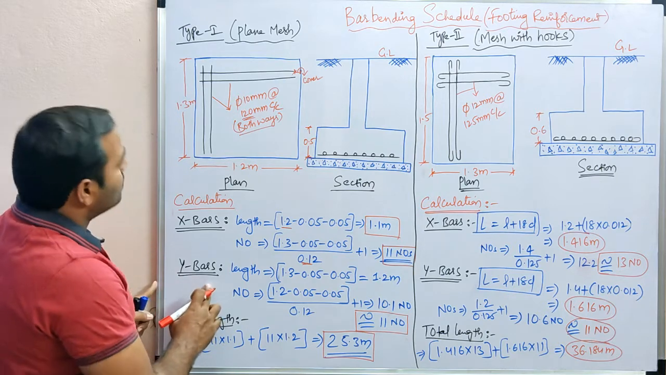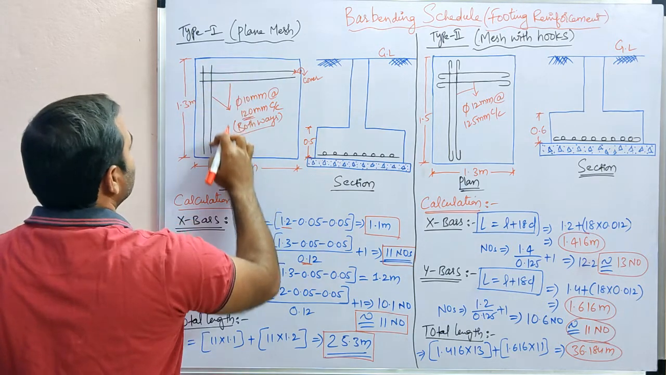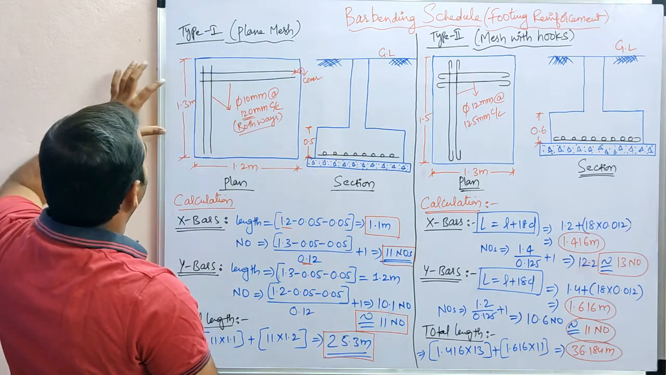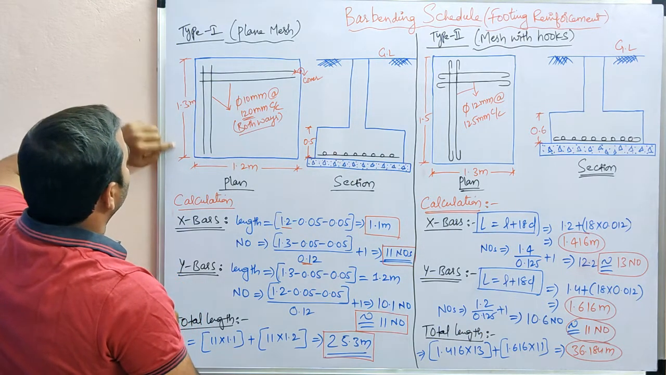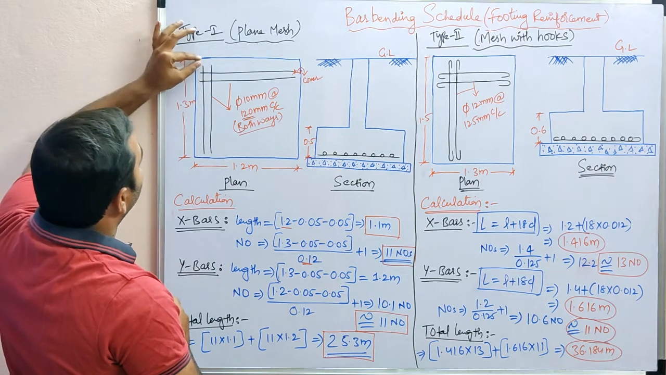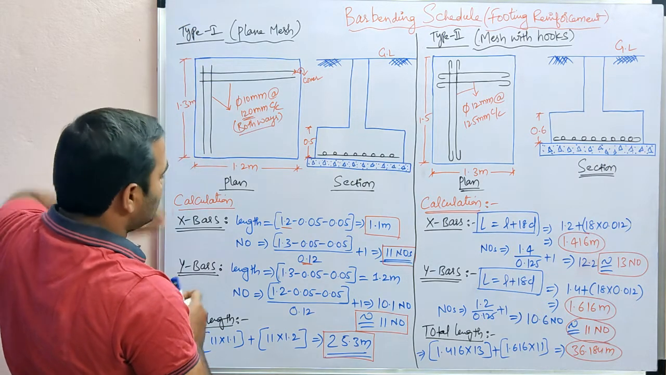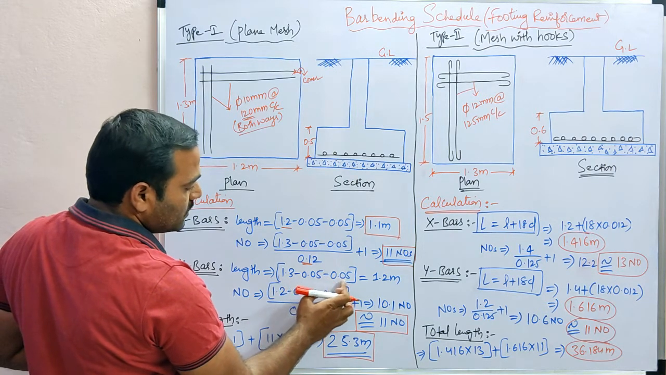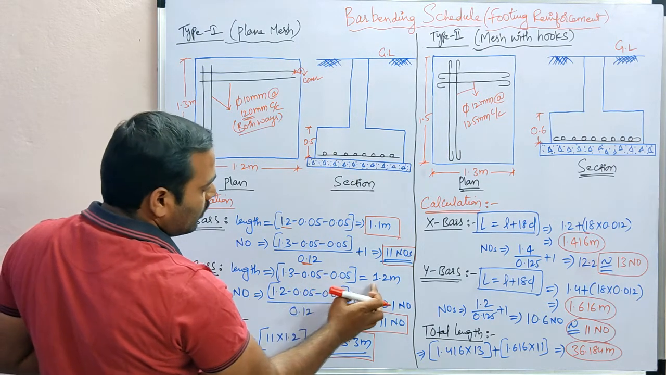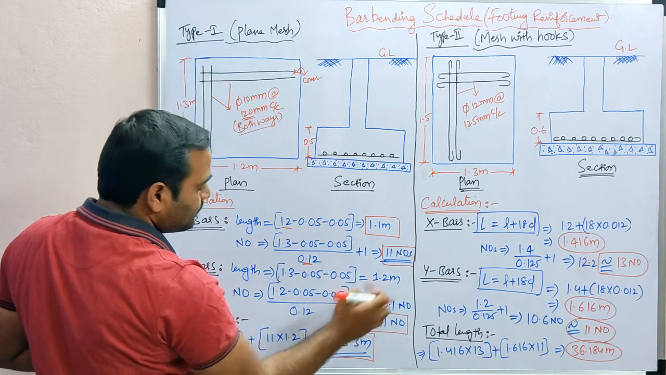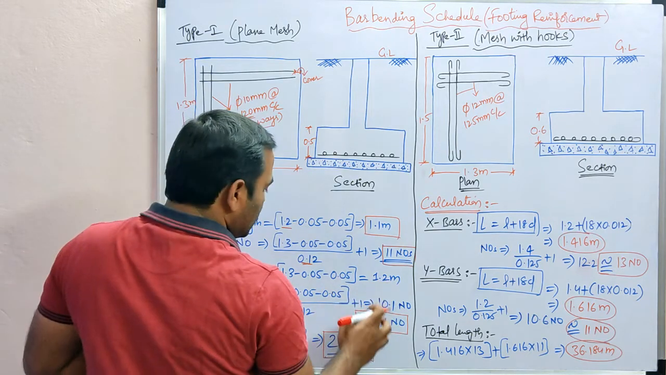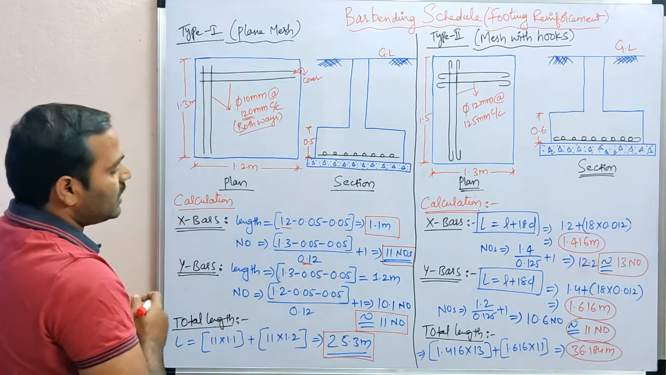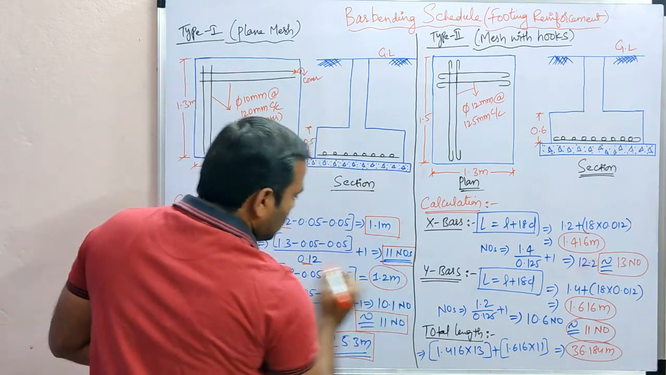If you take y bars, this vertical bar is nothing but the y bar. For the y bar, what is the length? The length will be taken from this end to this end, that is 1.3 minus 50 mm this side, 50 mm this side. So same, 1.3 minus 0.05 minus 0.05. For this I got 1.2 meters as the length. This is the length of the vertical bar which I got.